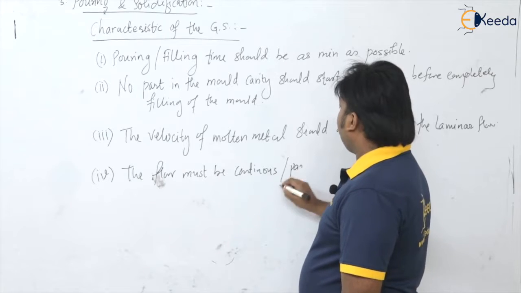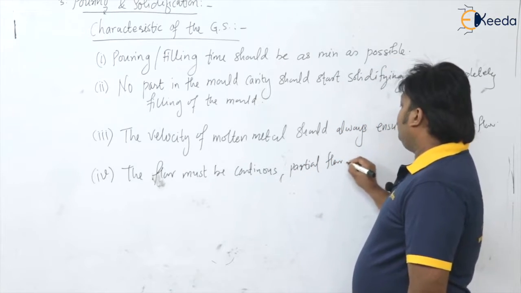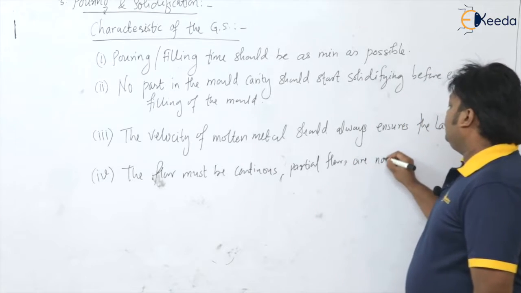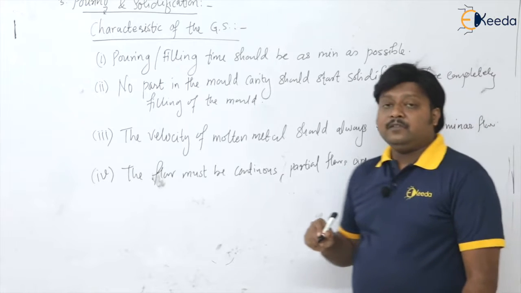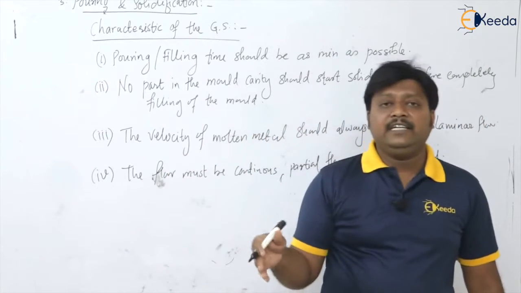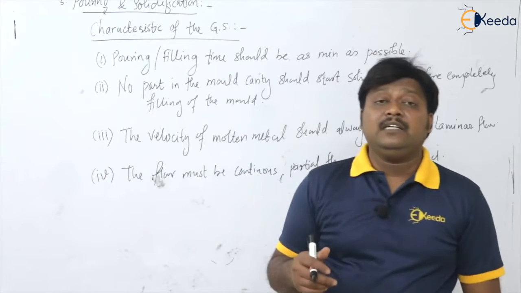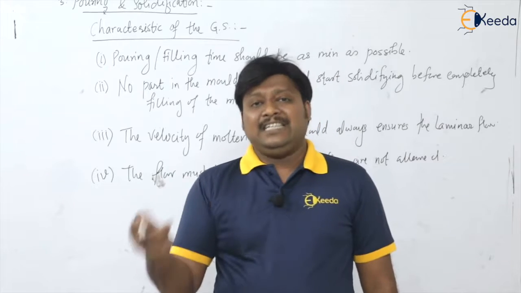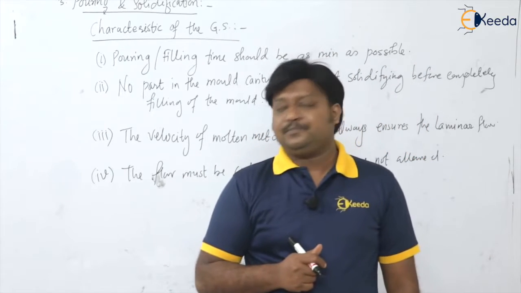Partial flows are not allowed. Again the same, if you are partially pouring the molten metal into the gating system or mold cavity, there are very huge chances of having air entrapment, and that will lead to air aspiration. That's why the flow should be continuous.